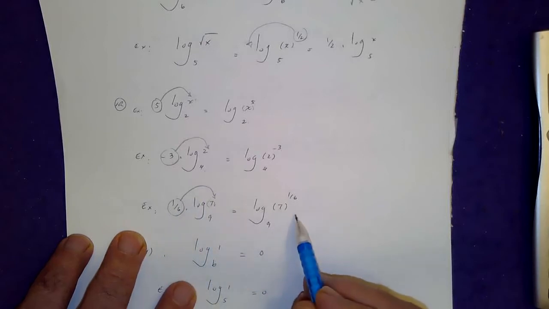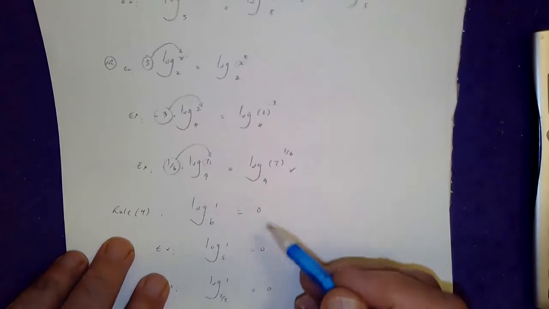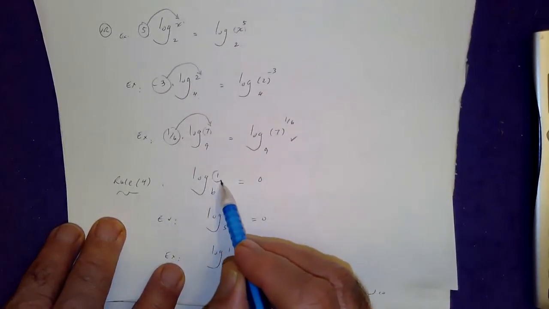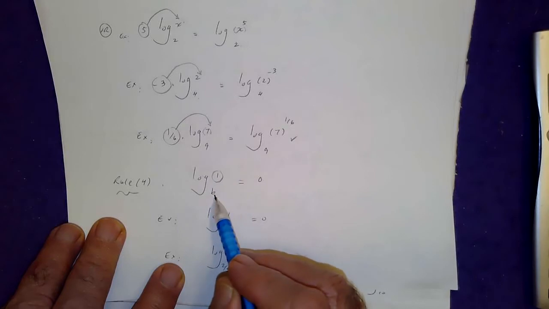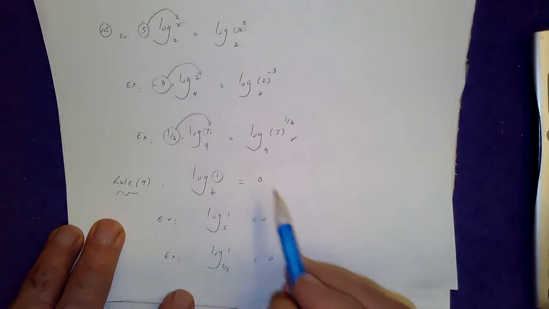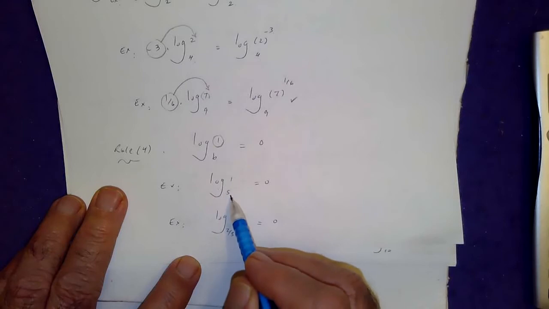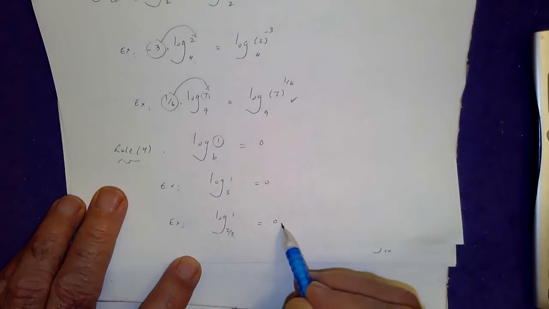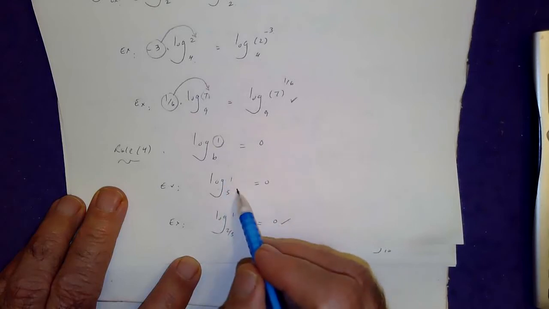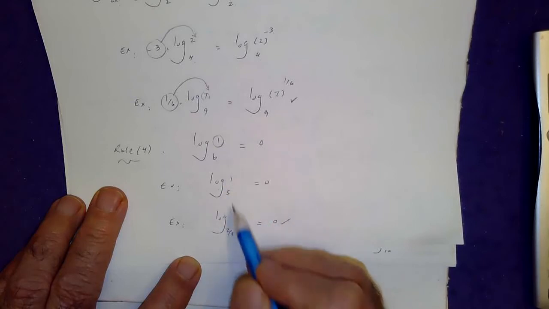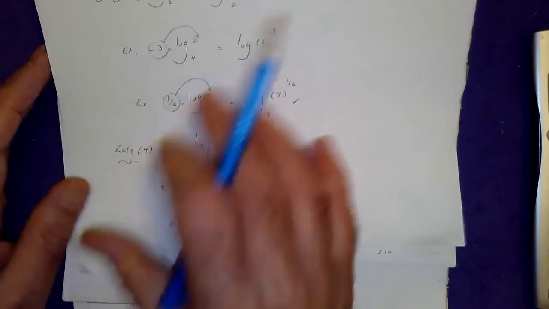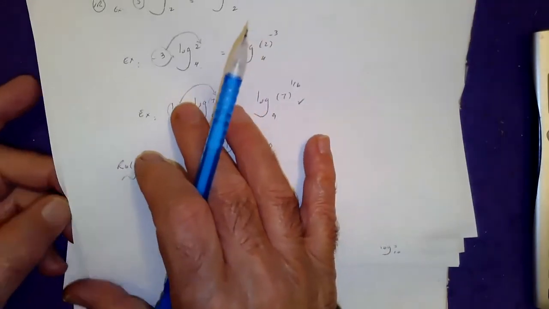Okay, rule number 4. Anytime the logarand is 1, regardless of what base, the answer is 0. For instance, log of 1 base 5 is 0. Log of 1 base 2/3 is 0. As long as the logarand is 1, regardless of what the base is, the answer is 0. So that's rule number 4.